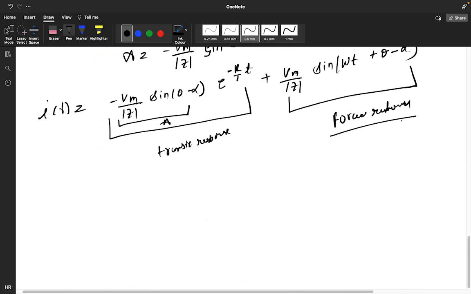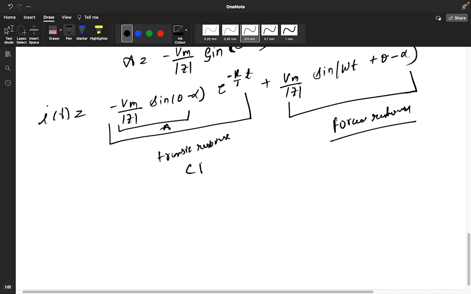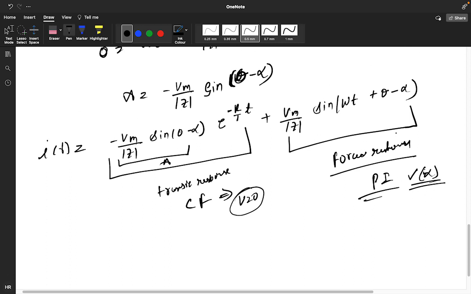So transient response is the complementary function and forced response is your particular integral. For the complementary function, the transient response, we make the external input voltage 0. For the forced response, we apply the voltage and check the current at infinite time. Because of that frequency, we cannot treat the capacitor as a short circuit or open circuit. So that's why we have a value like this.